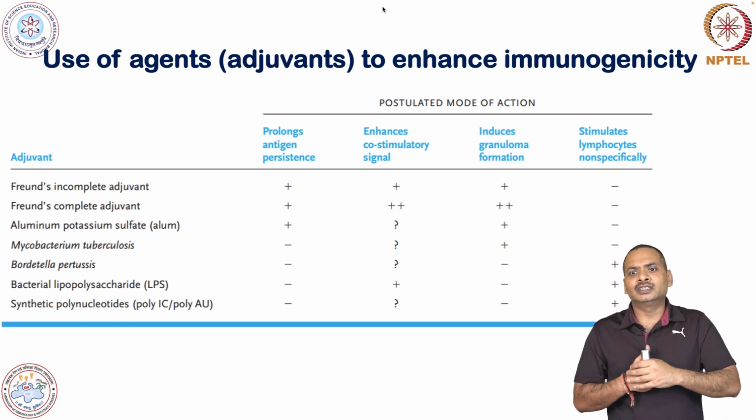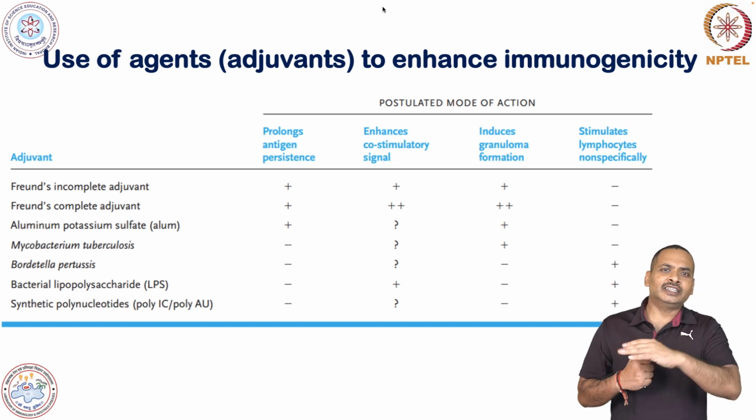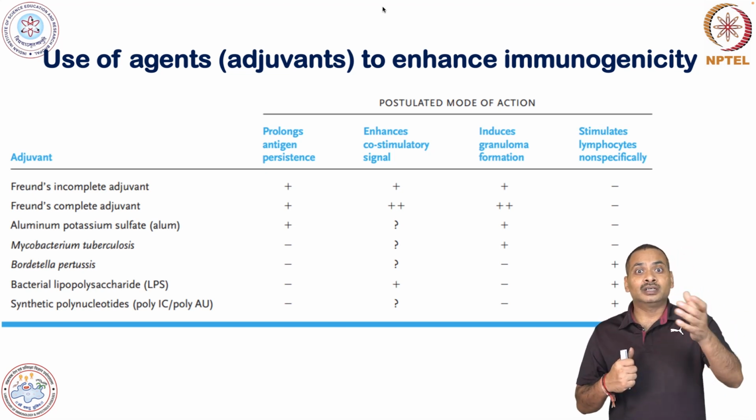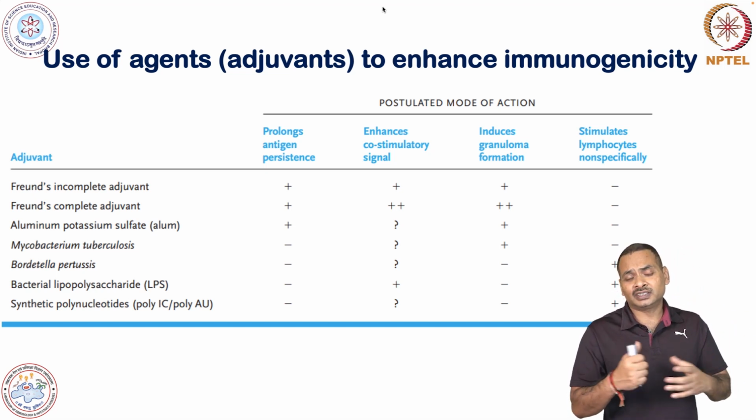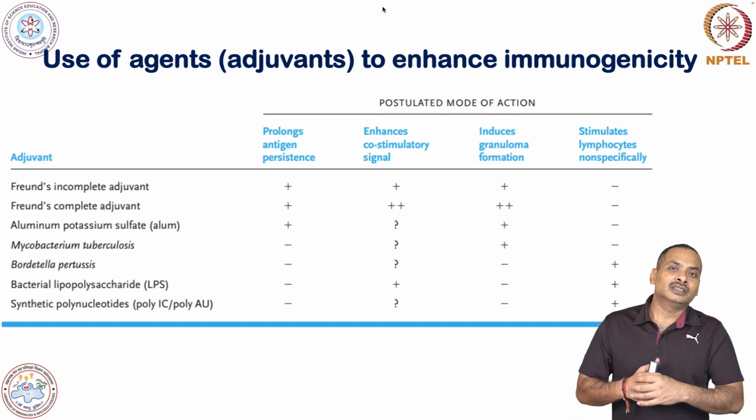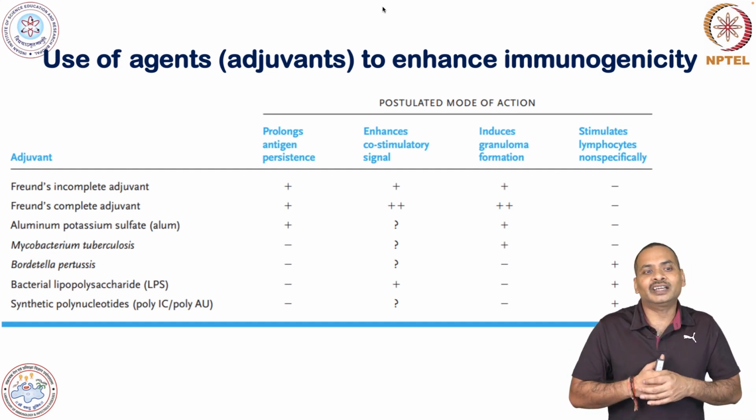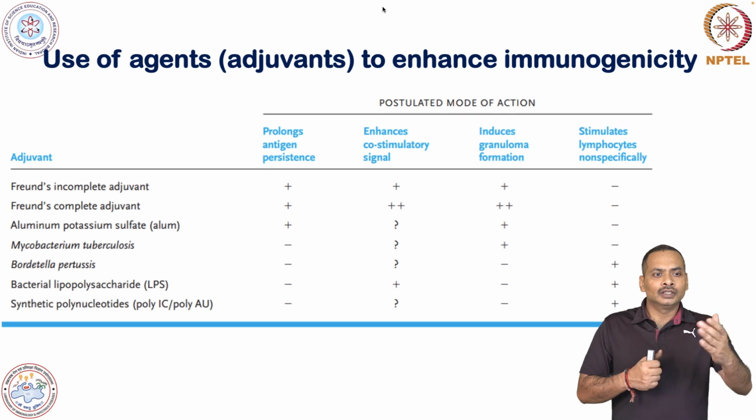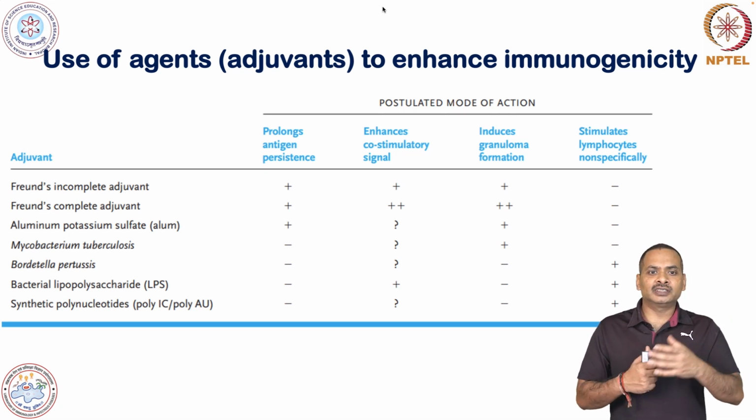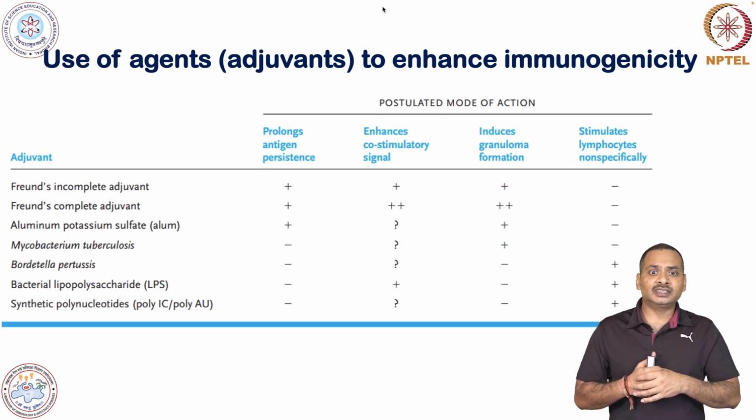It stimulates lymphocytes non-specifically. You can understand that PRRs are expressed on various cells including lymphocytes, and they are stimulated by these PAMPs, and then this will make the lymphocytes active. Okay. So Freund's adjuvant is doing these three things: one is prolonged antigen persistence, enhanced co-stimulatory signal, and induced granuloma formation.